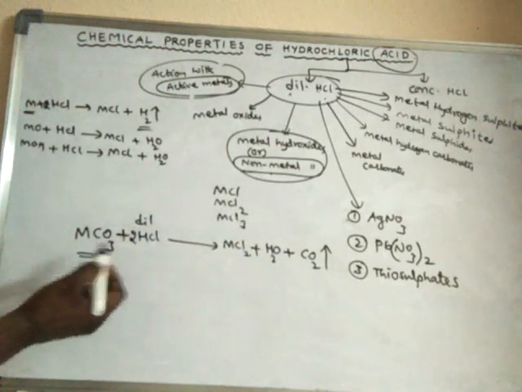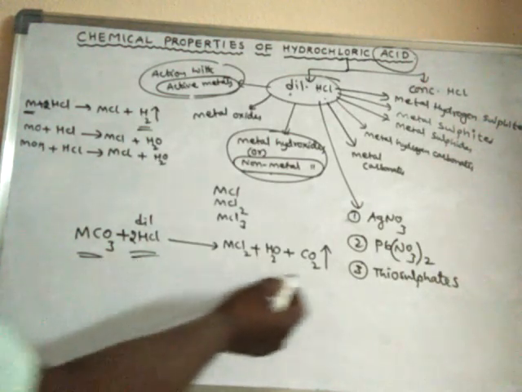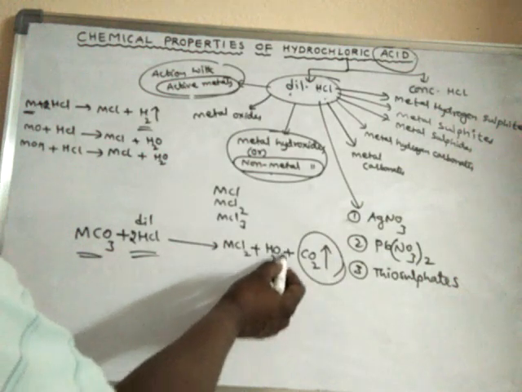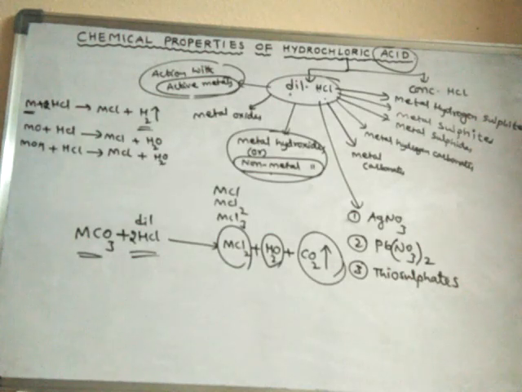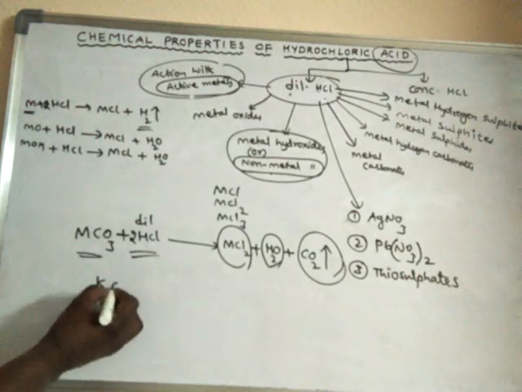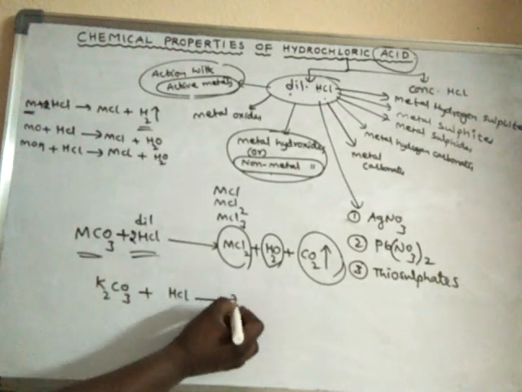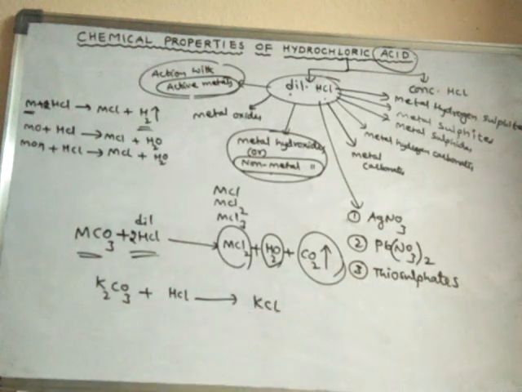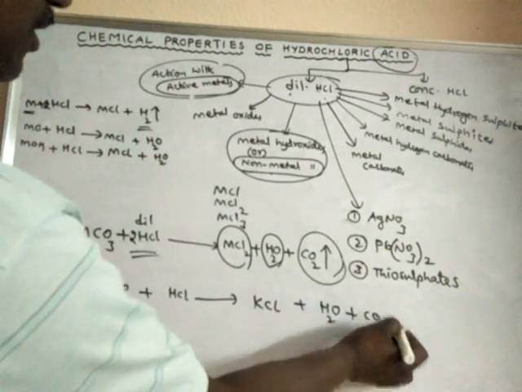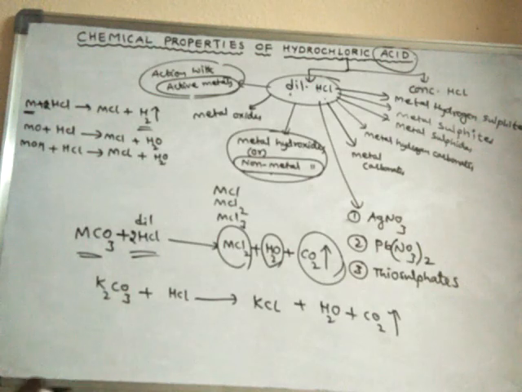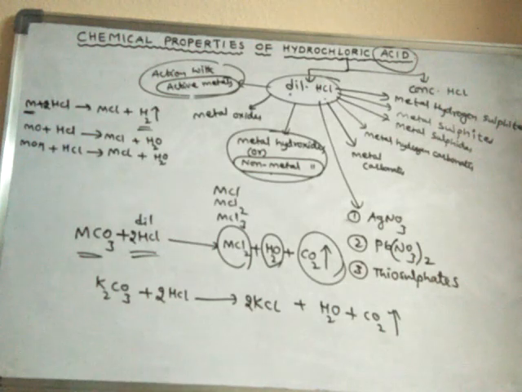That means when metal carbonates react with dilute hydrochloric acid, it liberates carbon dioxide gas, water, and metal chloride is formed along with this. For example, take potassium carbonate. Potassium carbonate reacts with dilute hydrochloric acid to form potassium chloride plus water, and carbon dioxide gas is released in this process. If you balance it, then you will get it like this.